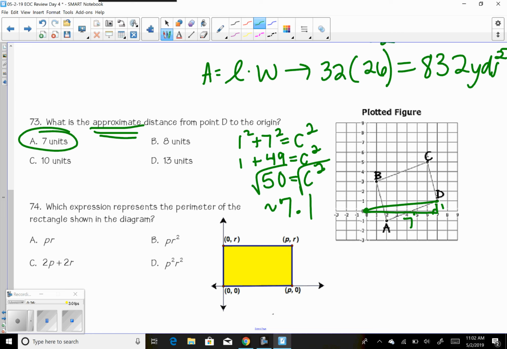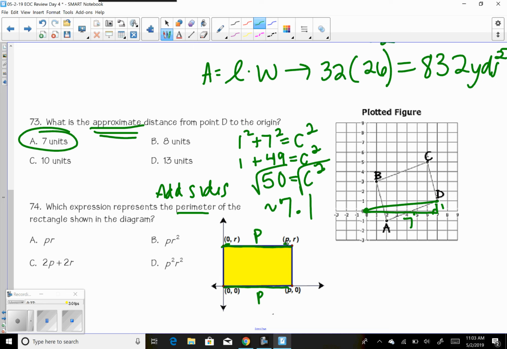All right, so number 74, which expression represents the perimeter of the rectangle shown? All right, perimeter is all sides. Okay, so I need to know the length here. All right, y'all think about this. Horizontal, from left to right, those are x values. So we want to see how these x's are changing. So I go from 0 over to p, 0 over to p. Well, that's just p units.